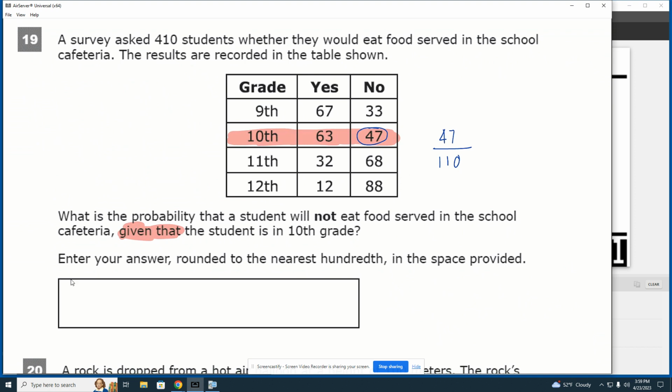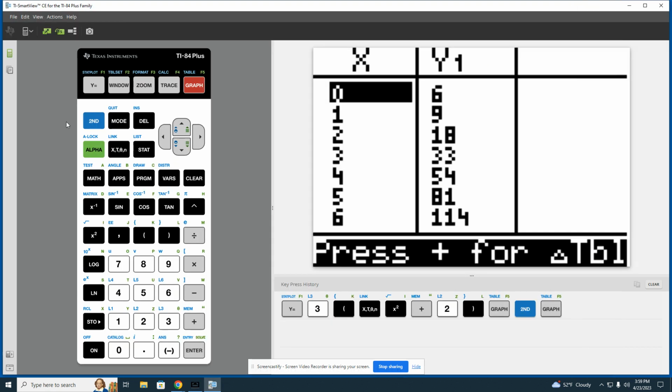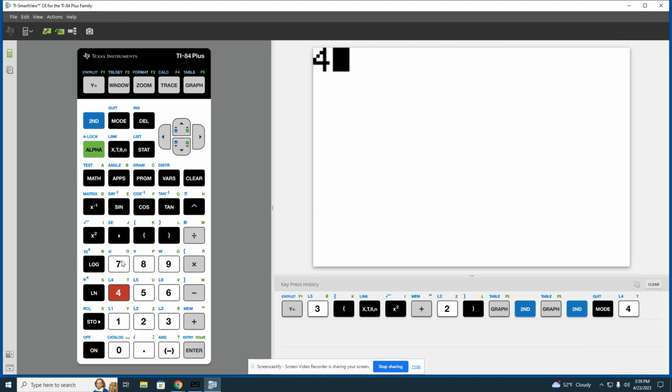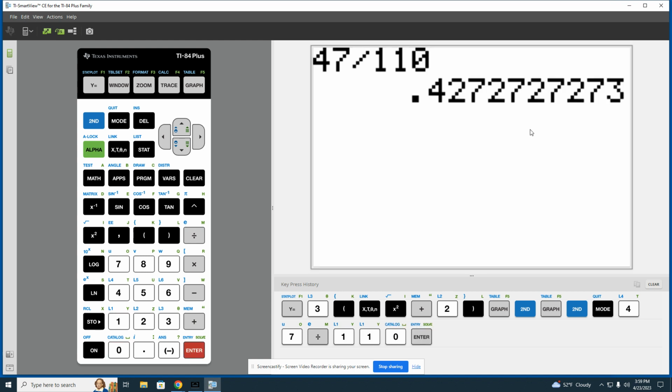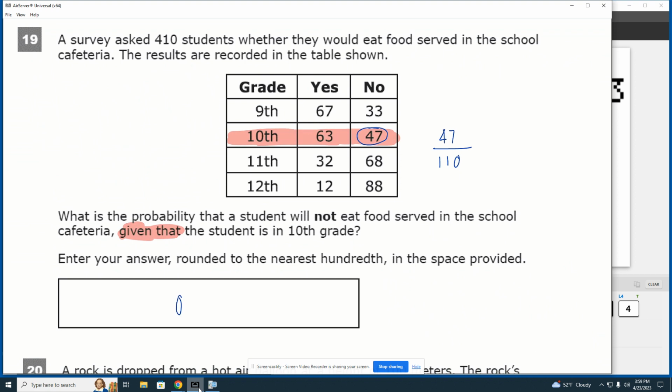But what does the question ask? Enter your answer rounded to the nearest hundredth in the space provided. So I'm going to go back to my home screen and type in 47 divided by 110. And it says to round to the nearest hundredth. That's 2 decimal places. So that 7 is going to round that up to a 3. So 0.43 is my answer. 0.43. Sorry, not a great 4, more like a 9. Okay, and that's it. That's all for number 19.